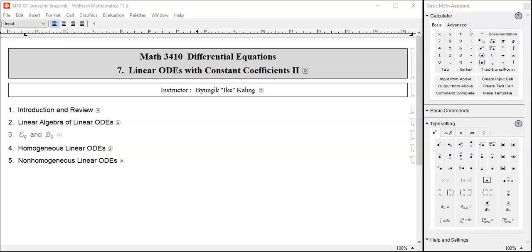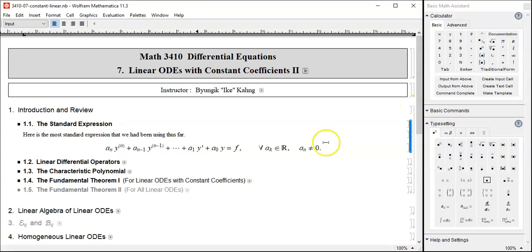Lesson 7 will cover Chapter 4 of our textbook, Linear ODEs with constant coefficients. Here is the standard form. Previously, we used to focus upon the second order only, that is, a special case n equals 2. Here in Lesson 7, let's consider the arbitrary case. n can be any positive integer.